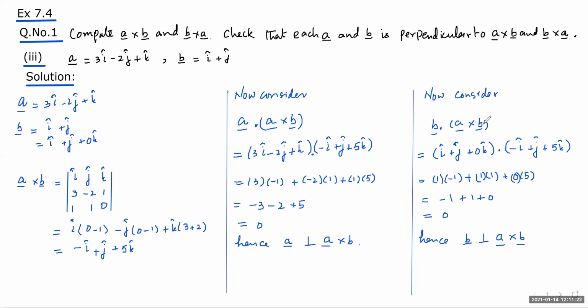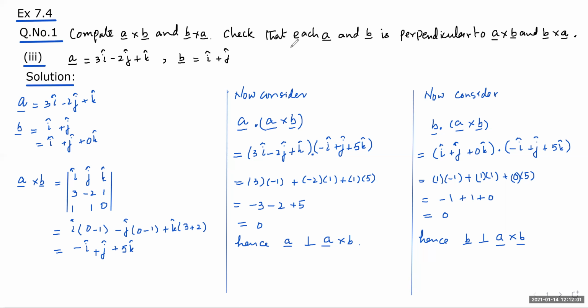Now consider B dot A cross B. Perform the dot product. Coefficient of i into coefficient of i, 1 into minus 1, minus 1. Coefficient of j into coefficient of j, 1 into 1 is 1. Coefficient of k into coefficient of k, 0 into 5 is 0. Result: minus 1 plus 1 plus 0. The answer becomes 0. As the dot product of these two is 0, these two vectors are perpendicular to each other.